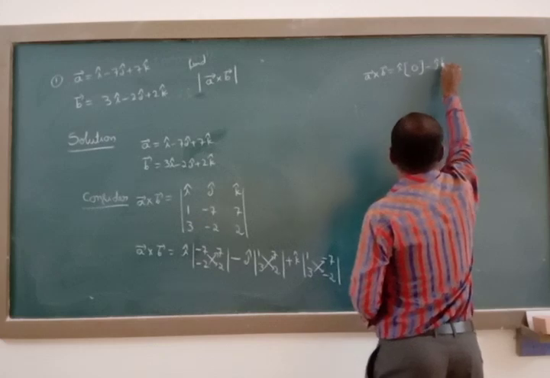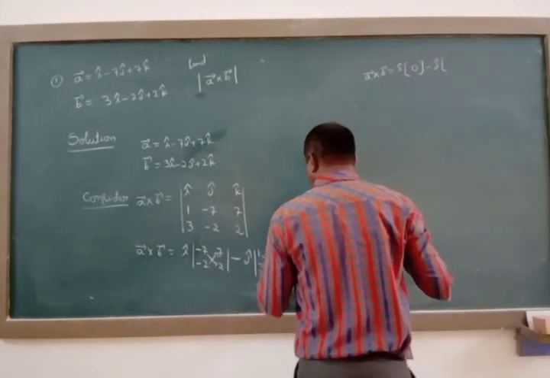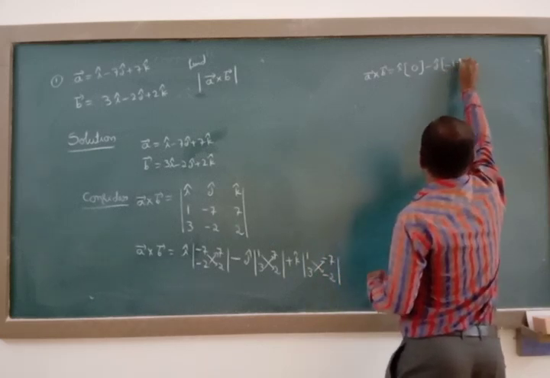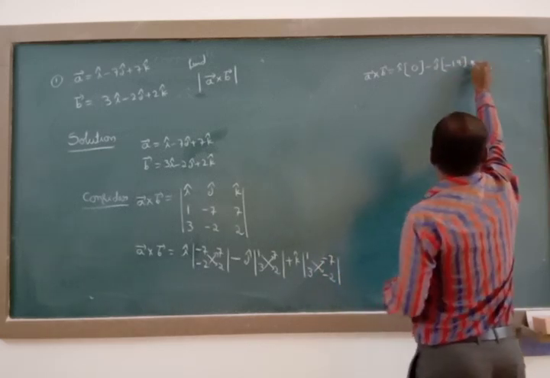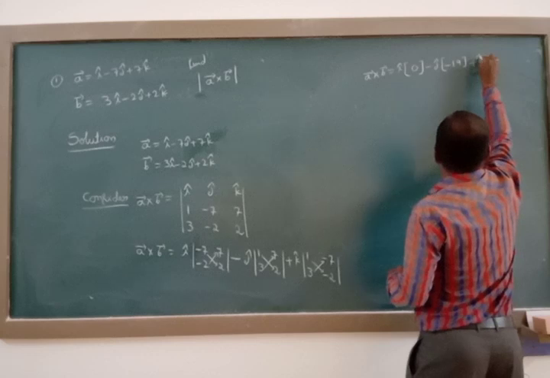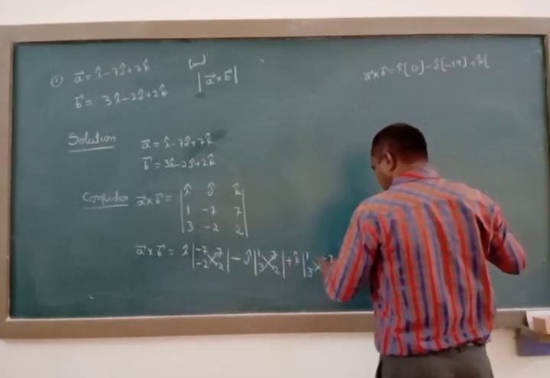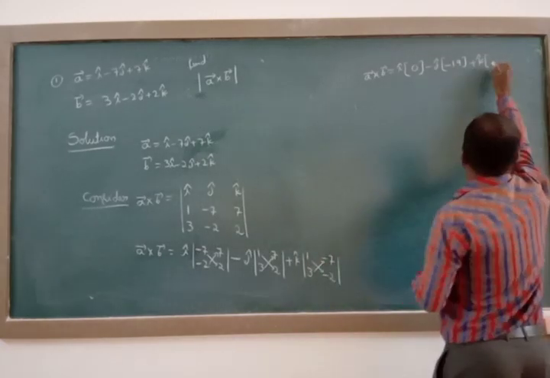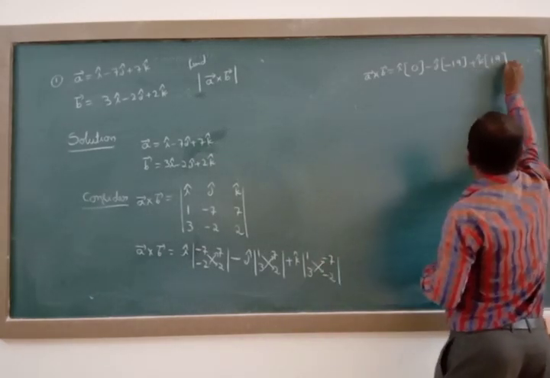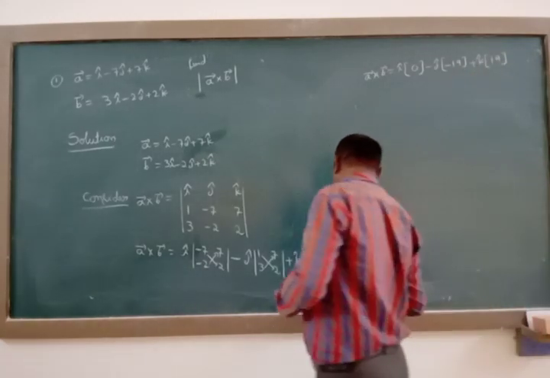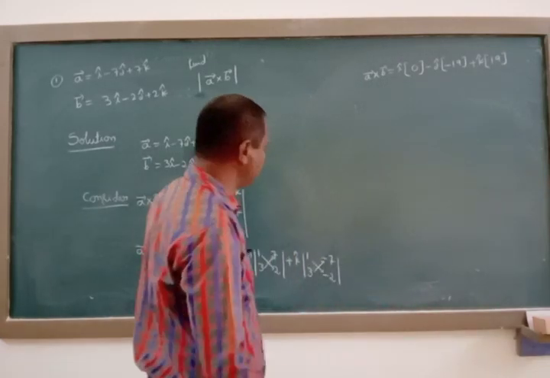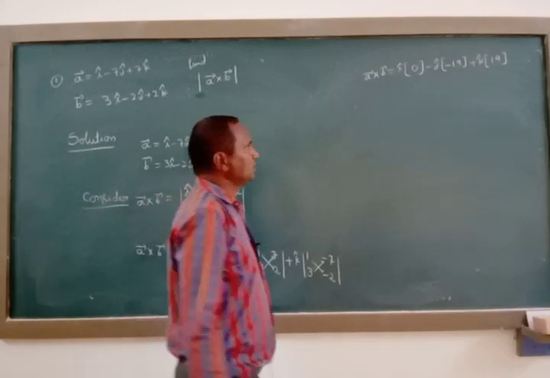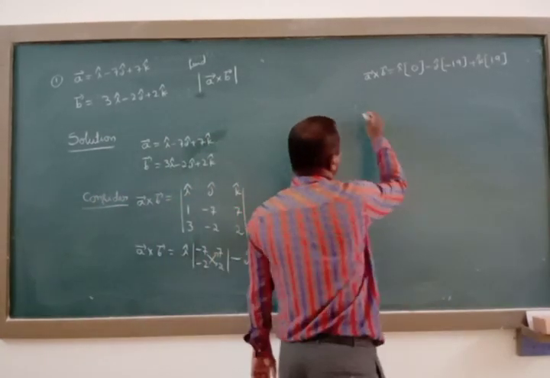Minus j cap into 2 minus 21. 2 minus 21 means minus 19. Plus k cap into, down is minus 2, above is minus 21 will come. Already minus is there. Minus of minus plus 21. 21 minus 2 means 19.